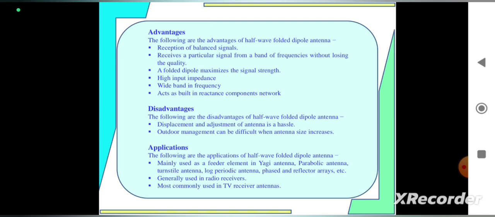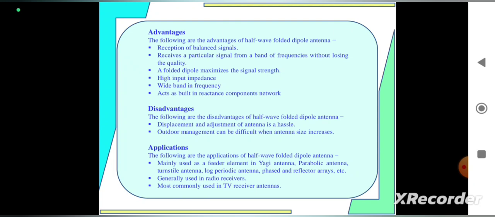Next, the radiation pattern of FM dipole antenna should be perpendicular to the axis of antenna. Next, the FM dipole antenna is generally used for FM broadcasting, in the frequency range between 88 MHz to 108 MHz.